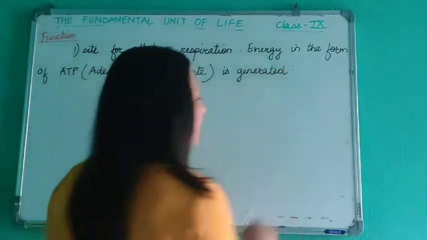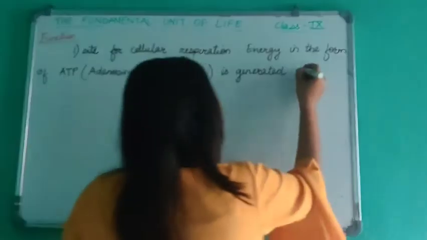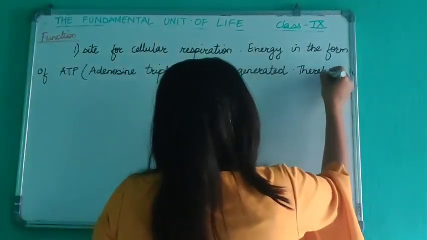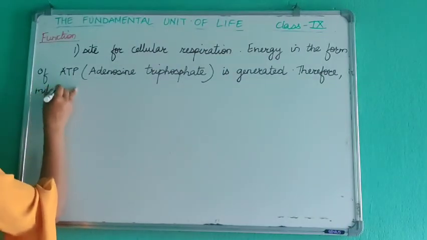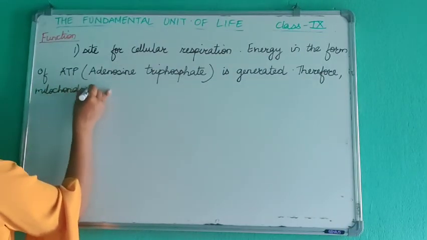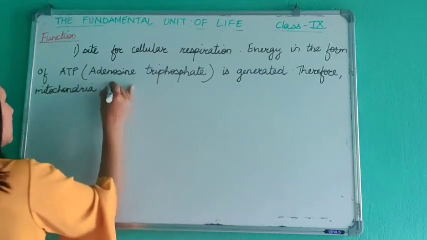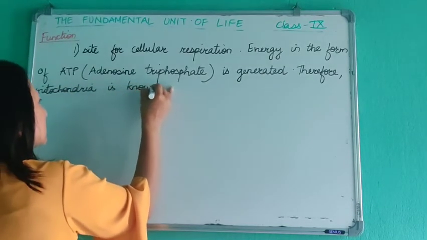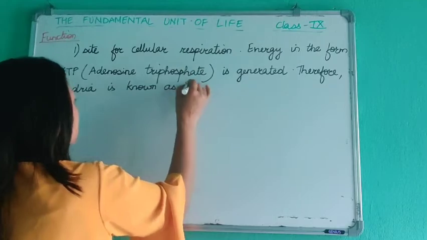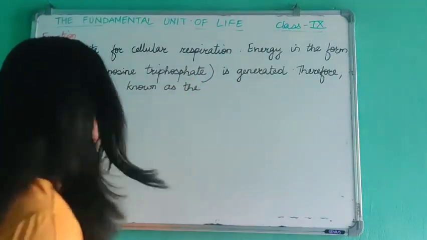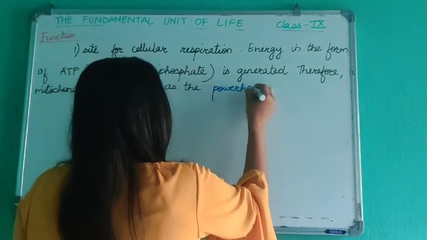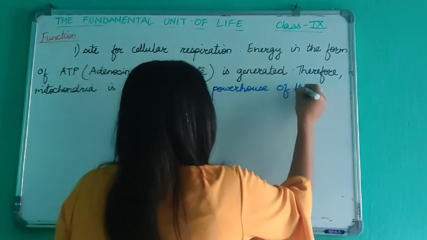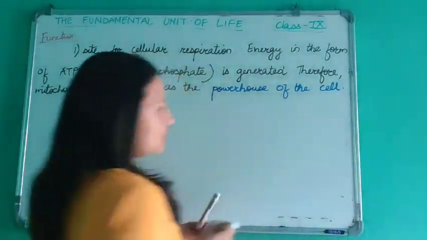So since energy is being produced here, mitochondria is known as the powerhouse of the cell. Powerhouse of the cell, where power is produced.